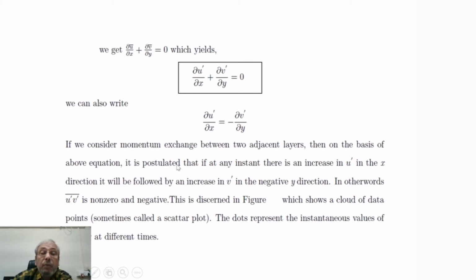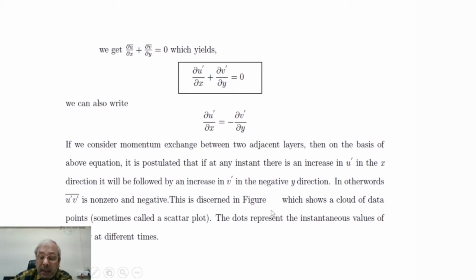If we consider momentum exchange between two adjacent layers, then on the basis of the above equation, it is postulated that if at any instant there is an increase in u' in the x direction, it will be followed by an increase in v' in the negative y direction. In other words, the average of u'v' is non-zero and negative.